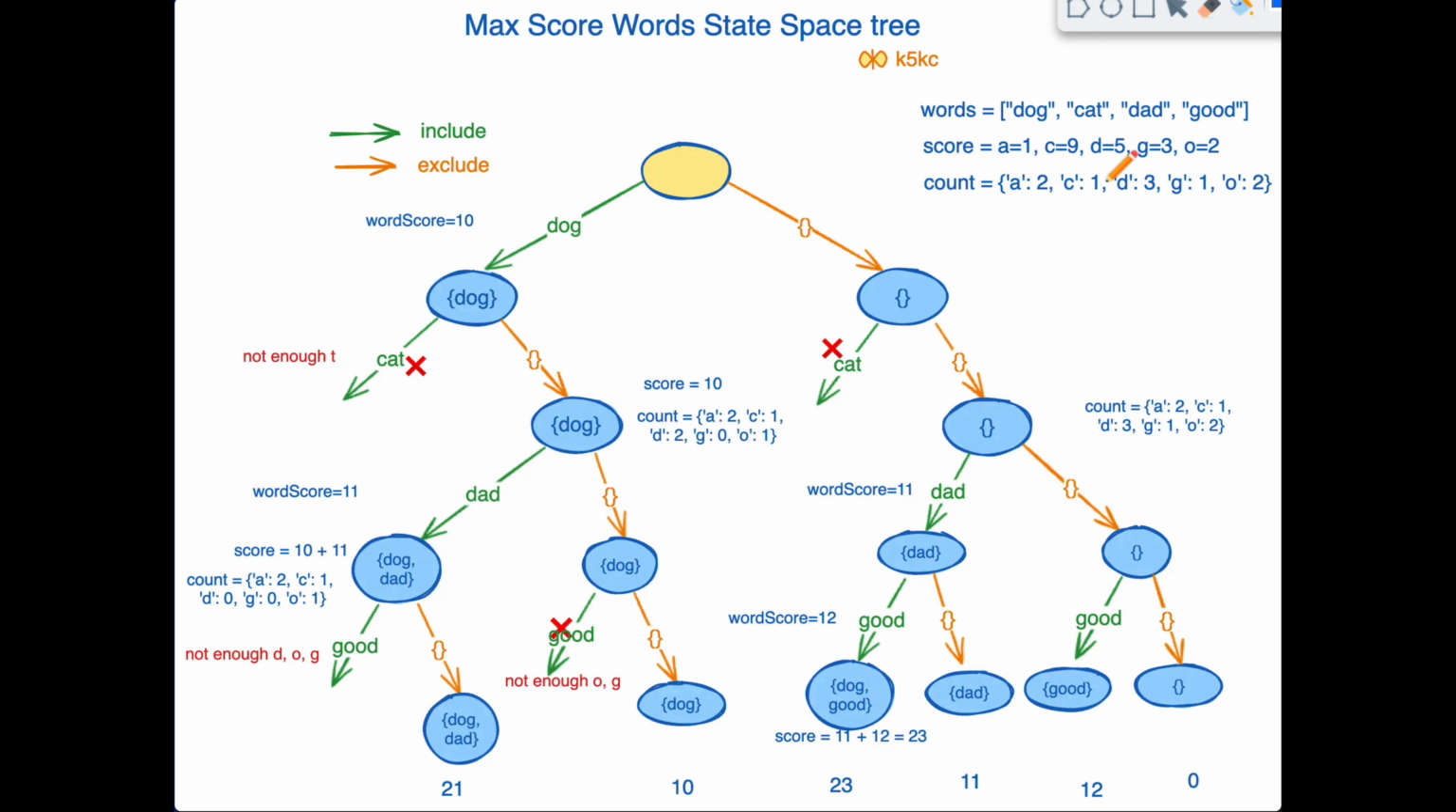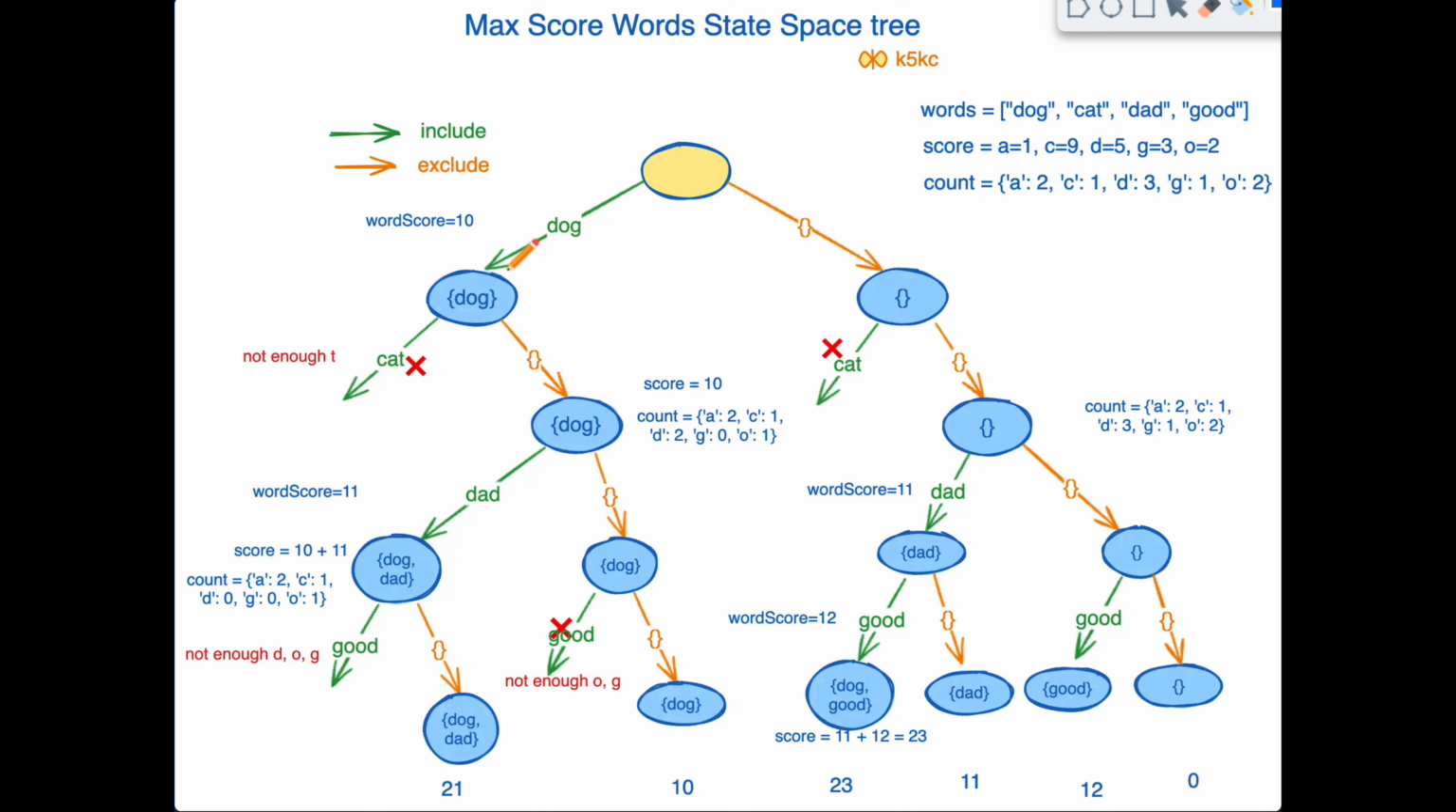And then we have the score array given to us, where A is equal to 1, C is equal to 9, and similarly for the rest. I've also generated this count array, which comes from the letters. So we have 2 letters of A, 1 letter of C, 3 letters of D, 1 letter of G, and 2 letters of O. Think of it like a frequency map.